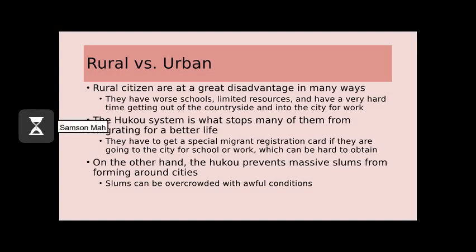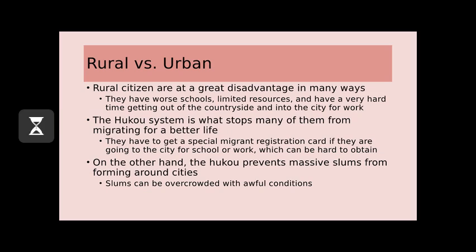Rural citizens are at a great disadvantage in many ways. Schools are worse, resources are limited, and it's immensely difficult for rural citizens to move from the country and into cities for work. The hukou stops many rural Chinese from attaining a better life. Education, one of the main ways for someone to escape rural China, is made difficult. For those who want to go to the cities for their better schools, a special migrant registration card is needed, and, like many other aspects of the hukou system, it's very difficult to get.